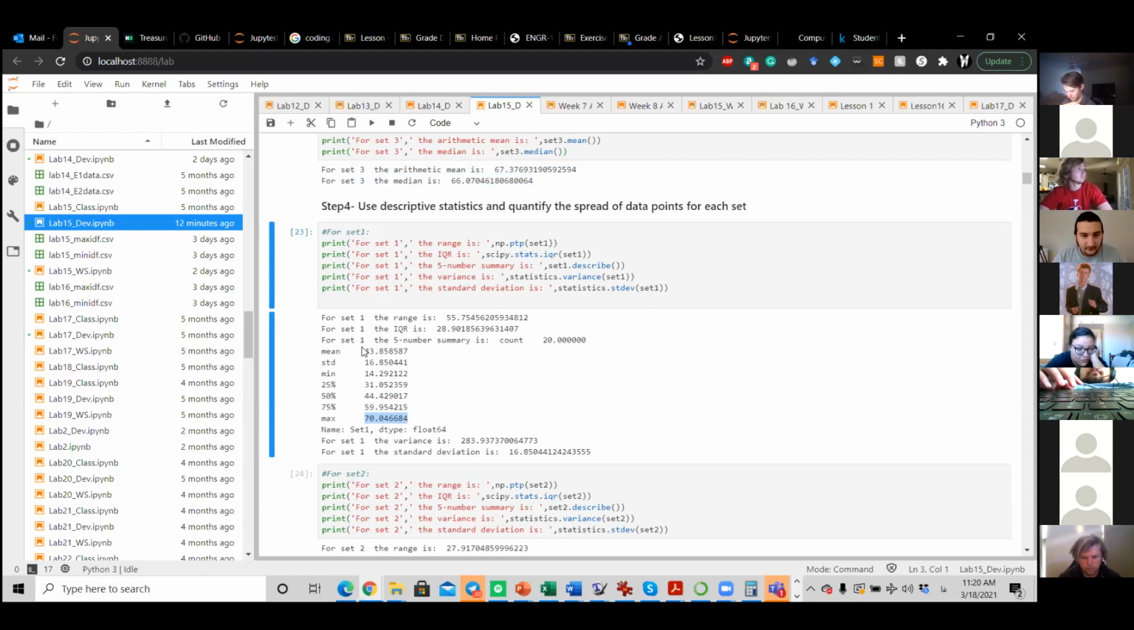Okay. And we have already looked at the mean and the median, so we know that they were quite close. And standard deviation. So if you wanted to interpret this information, especially the standard deviation part, what would you tell me?